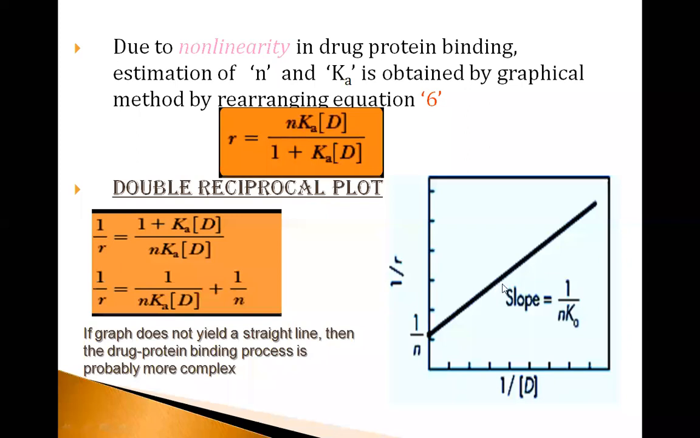I know how to determine the slope. Take the triangle here, draw the triangle. Slope is equal to y1 minus y2 over x2 minus x1. That formula you have to apply here. I get the slope value. I know the n value. I substitute the n value, which I would have got from the intercept value. I rearrange the equation. I get the Ka value.